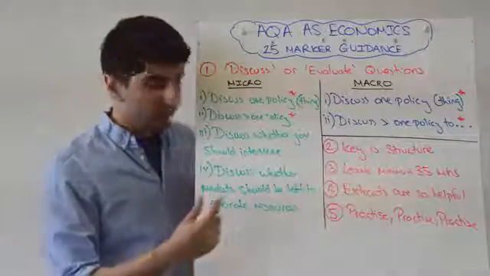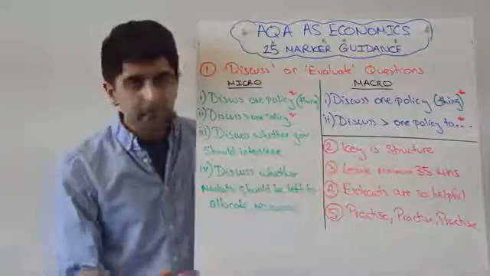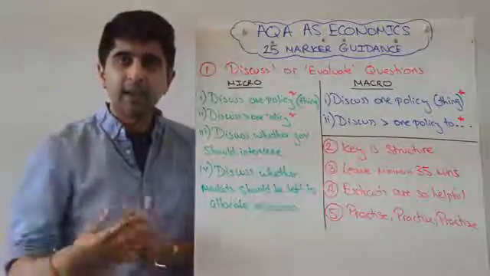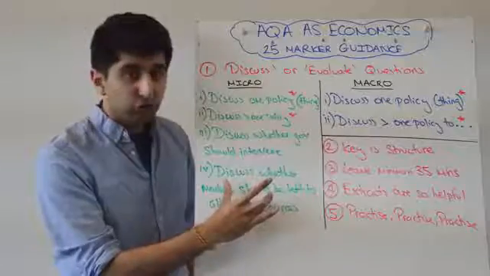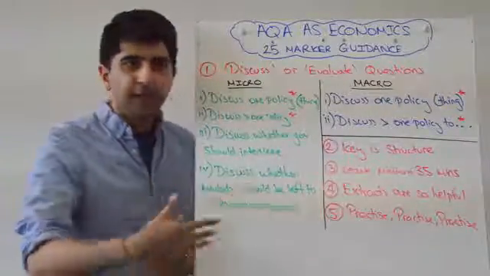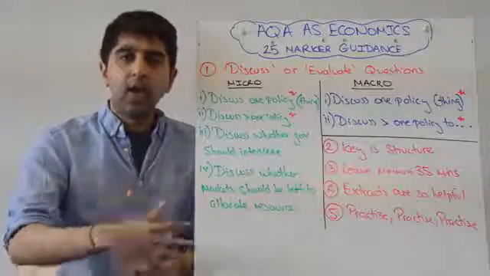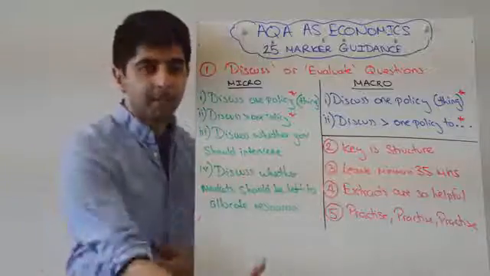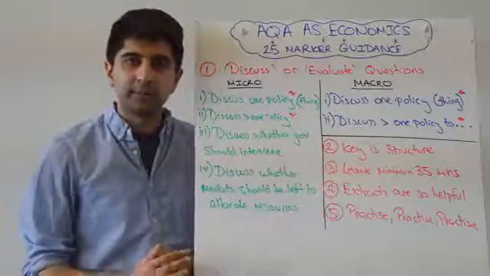Or it could be number 4 here. Discuss whether markets should be left to allocate resources in a given market. Yeah? So this again, the structure is just like number 1. On the one hand, markets should be left to allocate resources because. On the other hand, markets maybe shouldn't be left. Maybe government should intervene because. Then you come to a judgment at the end.